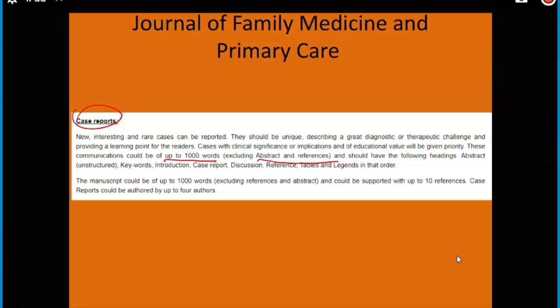and should have the following headings, right? And so they go with abstract, unstructured, you know what this means. You have keywords, you have an intro, a case report, discussion, references, tables, legends. Often case reports have some lengthy tables as well, and figures attached to it. The manuscript could be of 1,000 words, up to 2 references, and no more than 4 authors. So again, very different from the traditional research article that usually has a lot more than 4 authors, and it's definitely more than 10 references. The purpose of the case report is really to communicate, educate, enlighten the practice community around a particular issue.